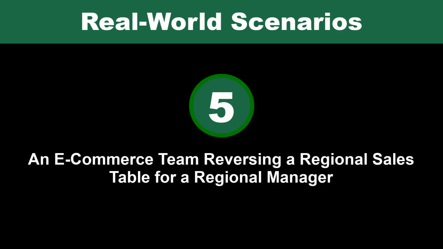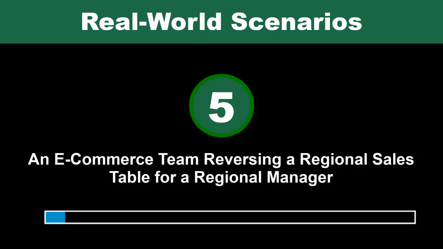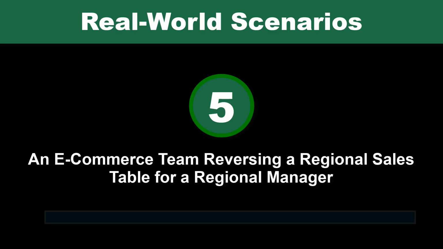An e-commerce team reversing a regional sales table for a regional manager. An e-commerce team had a sales table with regions ordered alphabetically left to right. A regional manager from the rightmost region complained that her data was always the last thing anyone looked at. She wanted her region's column on the far left for her weekly review meetings. Reverse Horizontal mirrored the table on a new sheet in one click. The manager got her region front and center, and the original report structure was preserved for the rest of the team.